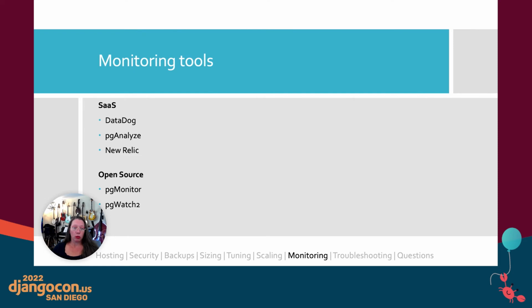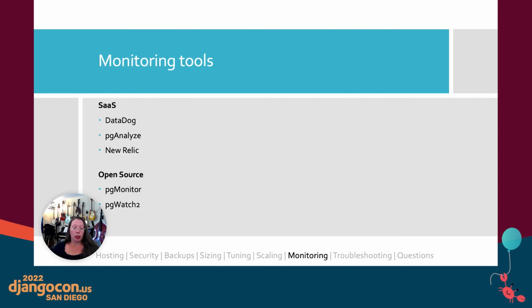So monitoring tools that are available are kind of in two buckets. There's software as a service monitoring that you can get, and then there's open source monitoring, and those are kind of roll your own, host your own monitoring. The three most common software as a service monitoring tools that I hear about are Datadog, PG Analyze, and New Relic. There's quite a few other ones out on the market, and they're all good.